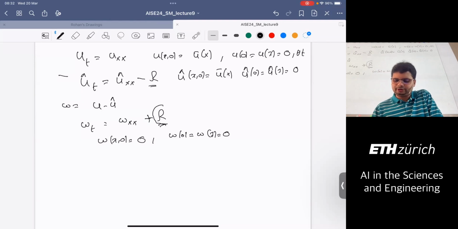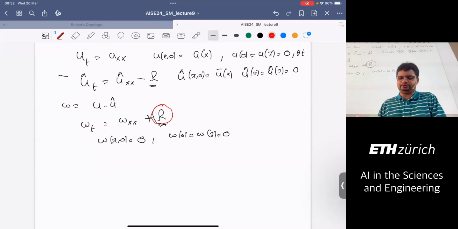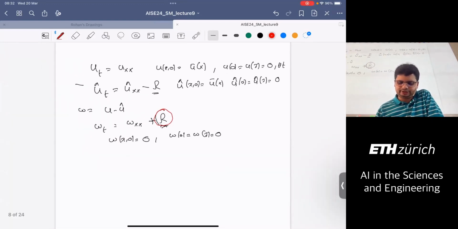And the argument that we're trying to make is that if R is small, then W is going to be small. Because this R is the PDE residual, W is the error between the exact solution and the approximate solution, let's say the PINN in this particular case. And then we can very easily argue this. This is just a one-line argument, so that's why I write it.